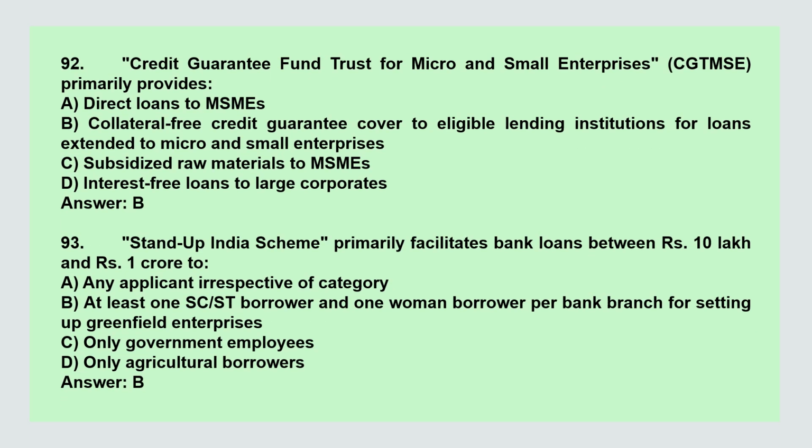The CGTMSE scheme for micro and small enterprises primarily provides answer B, collateral free credit guarantee cover to eligible lending institutions for loans extended to micro and small enterprises. Stand-Up India scheme primarily facilitates bank loans between rupees 10 lakh and rupees 1 crore to answer B, at least one SC/ST borrower and one woman borrower per bank branch for setting up greenfield enterprises.